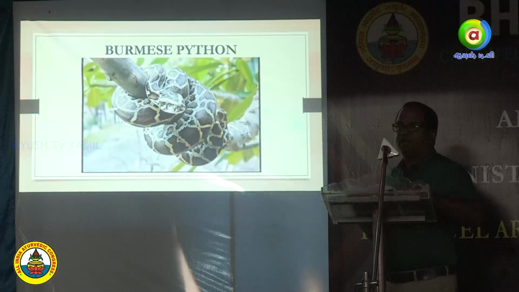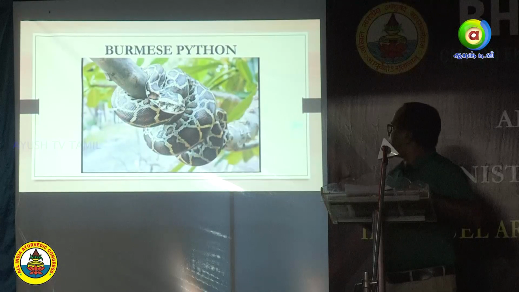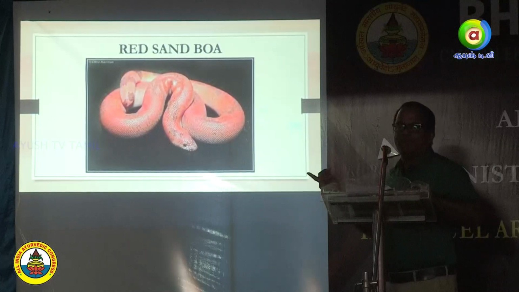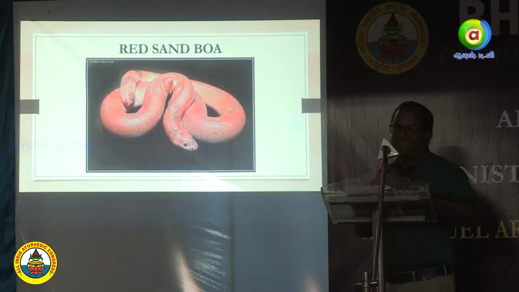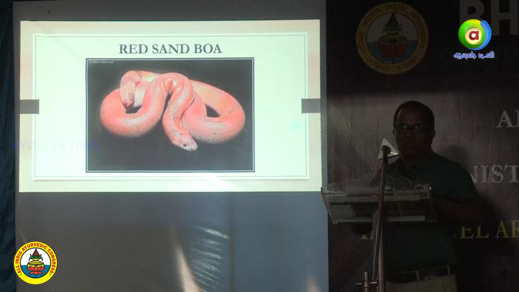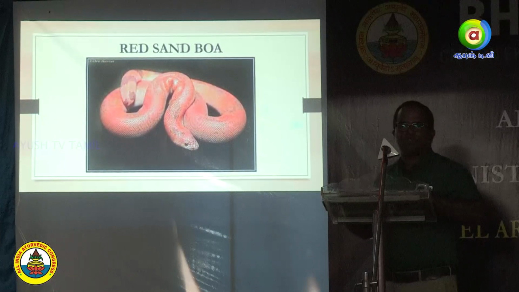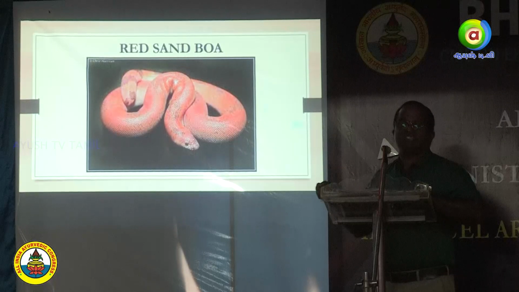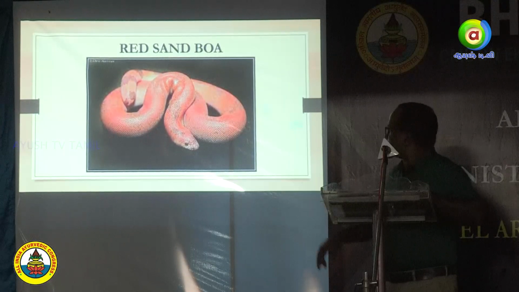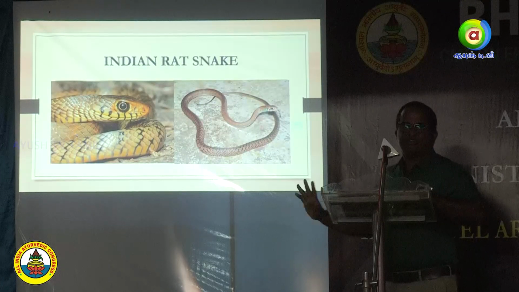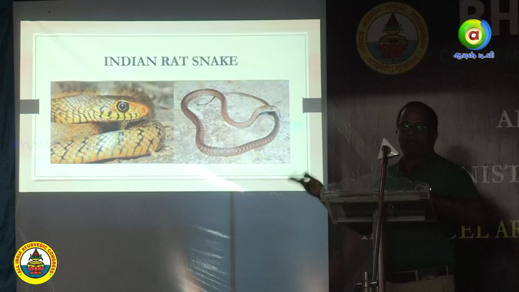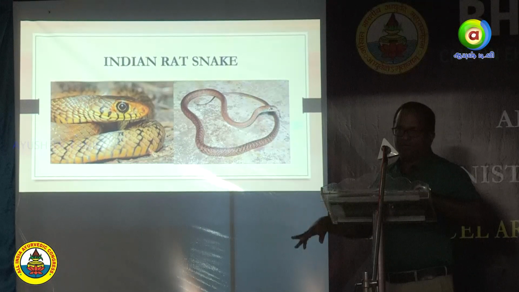This is the Burmese python, which is normally seen in trees. This is the red sand boa. You captured two or three, am I right? So this is a red-colored sand boa. Other colors are also available. Again, it looks like a python child. Next, this is the rat snake. The color will be either yellow or black.